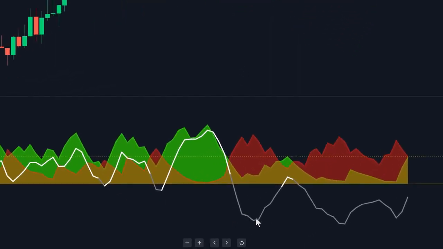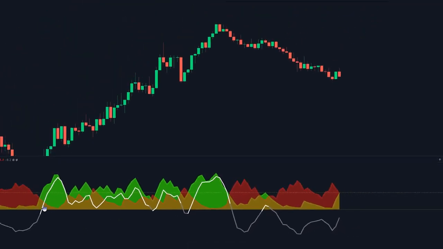Next, this line that changes color between white and gray is called the net pressure line. And as you can tell from the name, it's used to represent the net pressure in the market. Whenever this line is above the zero level, that indicates that the net pressure in the market is bullish. But when it goes below the zero level, that indicates that the net pressure in the market is now bearish.